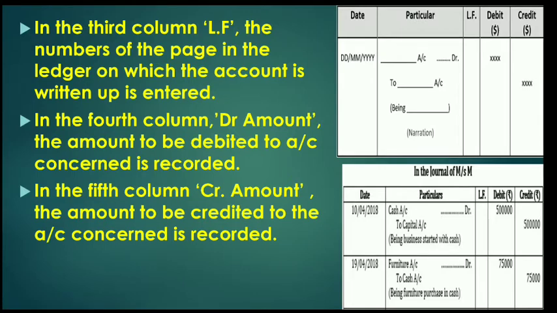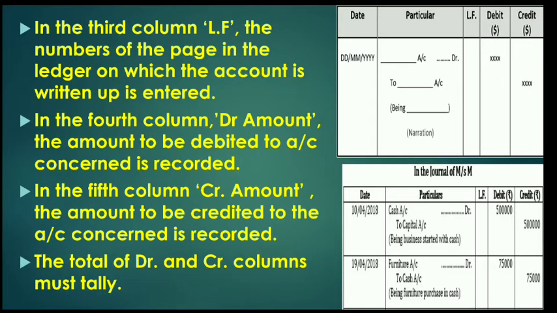The total of the debit and credit columns must always be equal, must tally. It is not that one is more than the other. No, it has to be the same. I hope this part is understood by all of you, how to maintain the journal and how to write column-wise date, particulars, ledger folio, debit and credit, and in particulars what to write, in date what to write, in debit and credit what to write. So all these things have to be very clear.